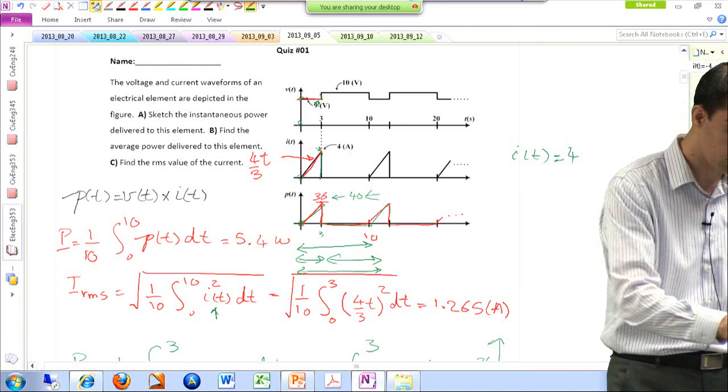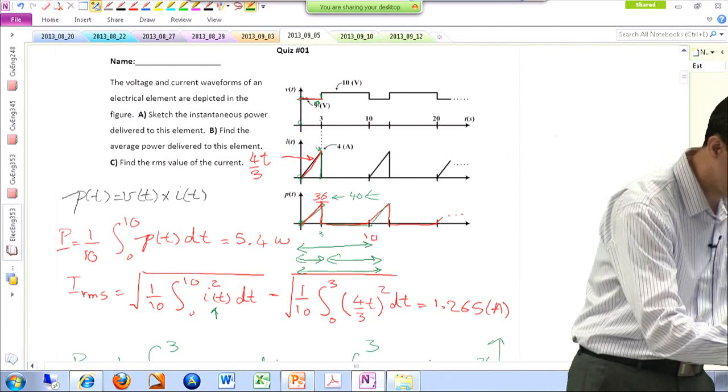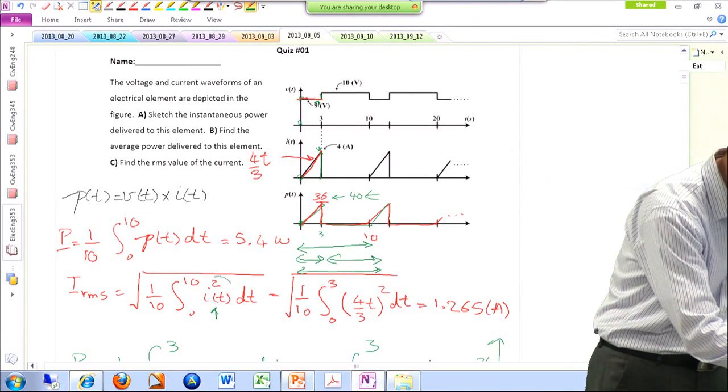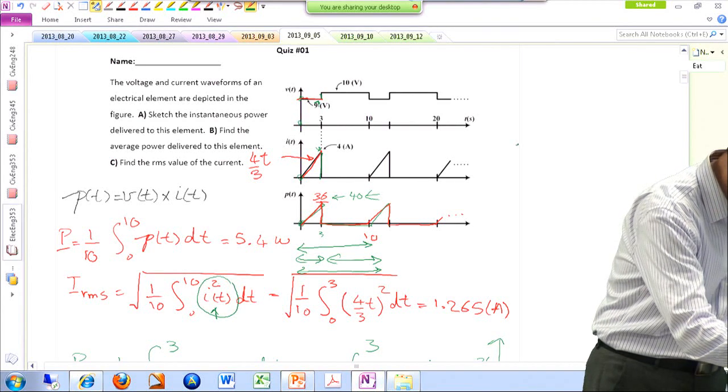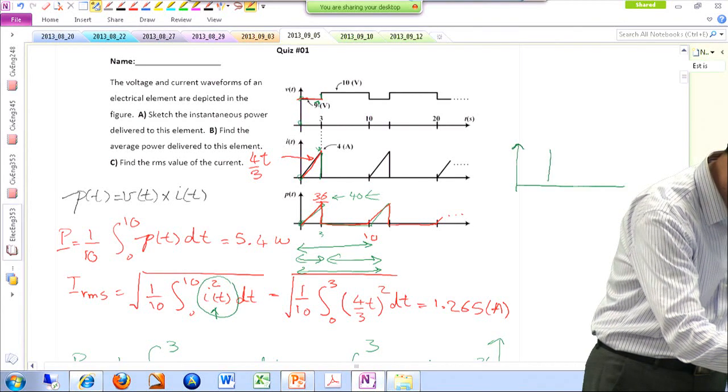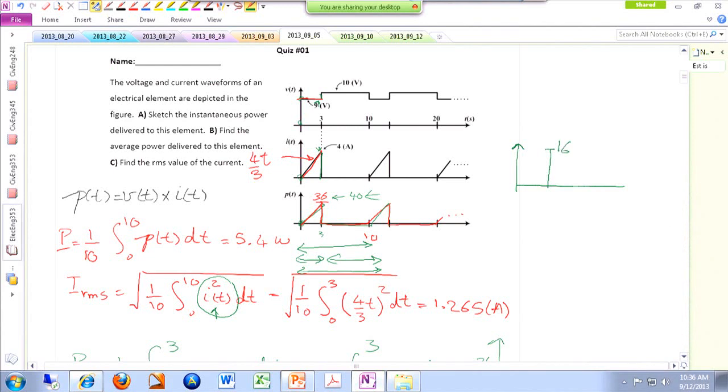One other mistake was when it came to I of t squared. Some of you assumed that I of t squared looks like this, which is again not correct. You're multiplying 2 lines with each other. You've got to get a second order thing. So basically, if I'm interested in I of t squared, it should look like this. It's a quadratic form. So that was another mistake a few of you guys made.